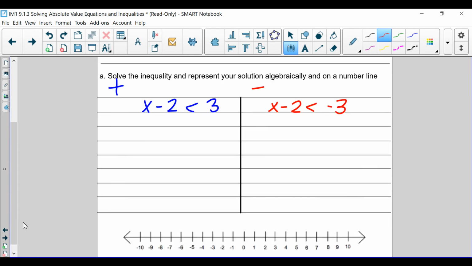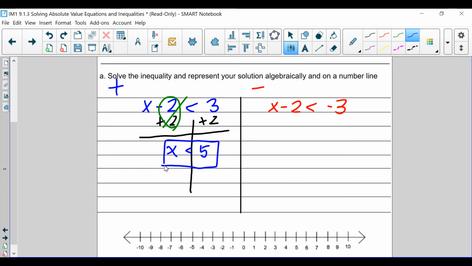Then what we're going to do is go ahead and solve for x, just like we did before, where we add 2, and noticing what we can see here, this goes away, then we end up with x is less than 5.